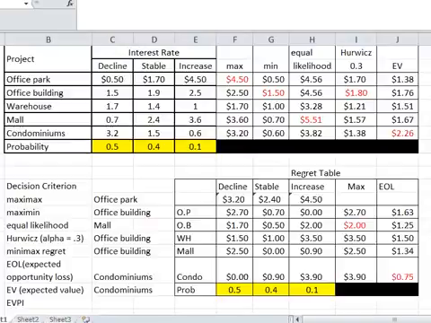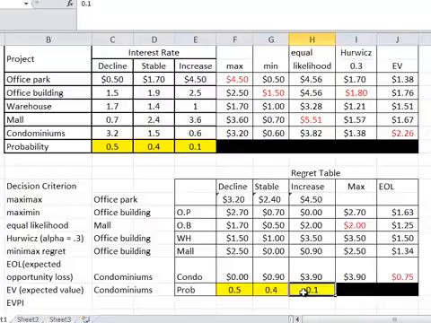We figure that there's 50% chance this fortune teller is going to say, oh, the interest rate is going to go down. There's 40% chance the fortune teller is going to tell us the interest rate is going to remain stable. And in the end, there's 10% chance the fortune teller will tell us the interest rate is going to go up. Once again, fortune teller is going to be 100% accurate or 100% correct.